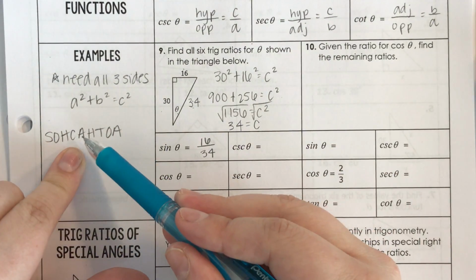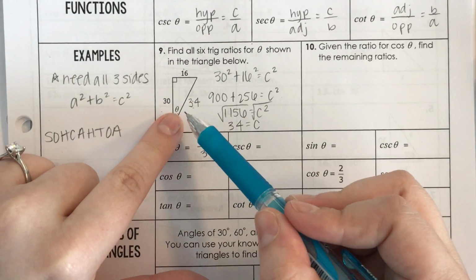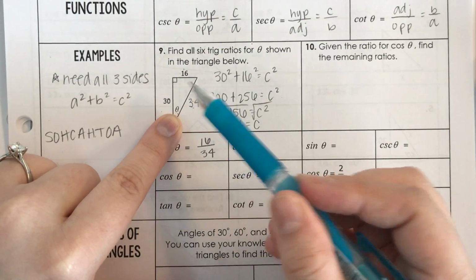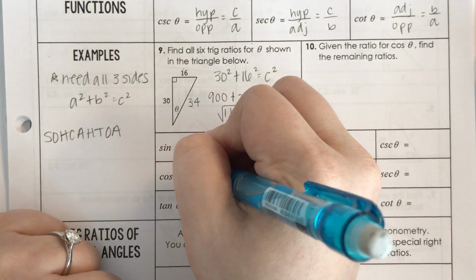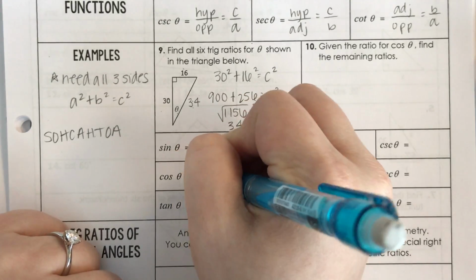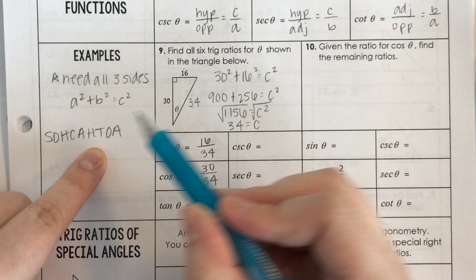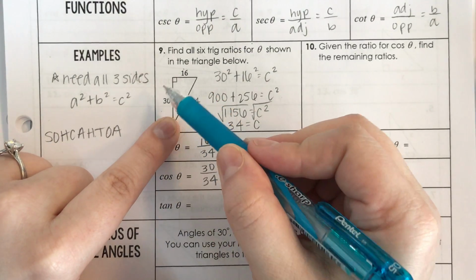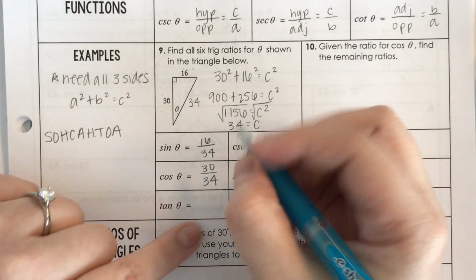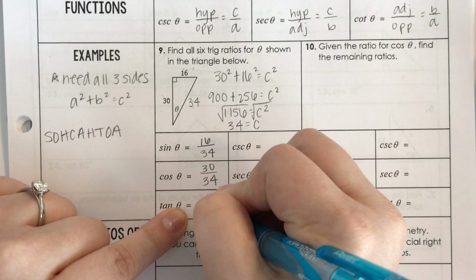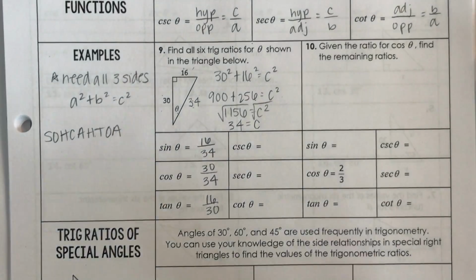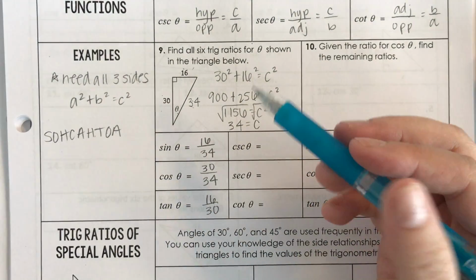Cosine is adjacent over hypotenuse. So adjacent is 30 divided by 34. Okay? And then tangent is opposite over adjacent. So opposite over adjacent, 16 divided by 30. Okay? And that's it. You can reduce these down if you want to. I'm not going to mark you down if you don't.